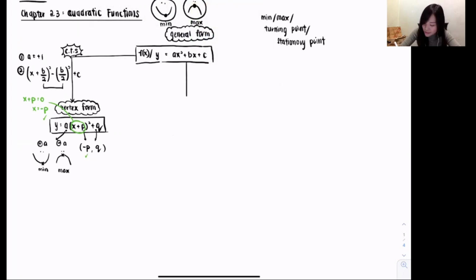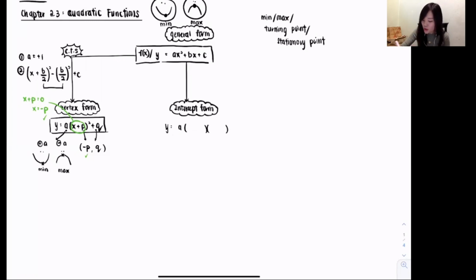So guys, the second method is to change general form to intercept form. Intercept form again is not something new, because you learned it under 2.1 as well, my dear. So how do you do intercept form? You see, this is actually your general form. Later I will tell you what that is. But now listen first. Intercept form will look like this.